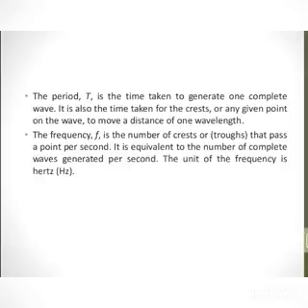The next terms are period and frequency. What is period? Period is denoted by capital T, and it is the time taken to generate one complete wave. It is also the time taken for the crest or any given point on the wave to move a distance of one wavelength.